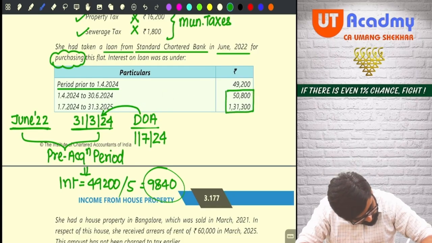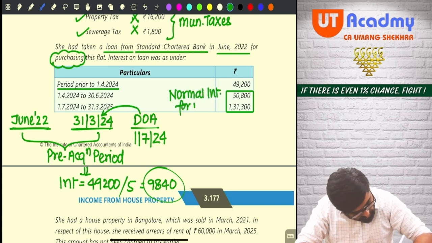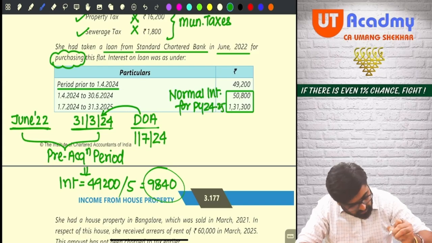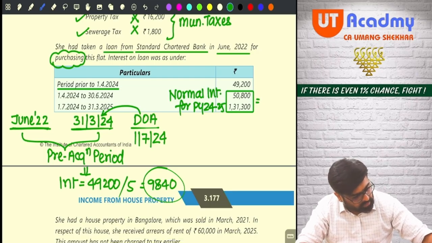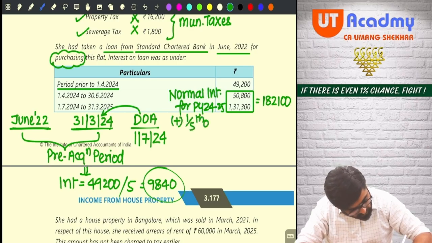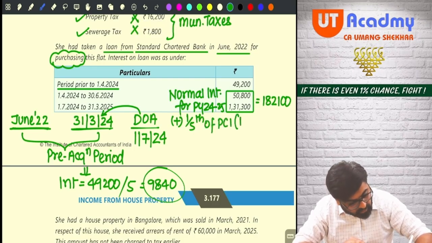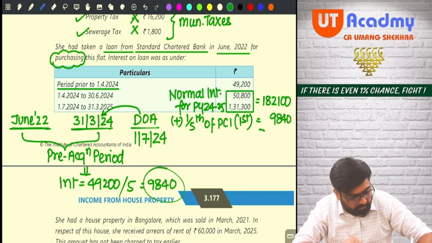So this entire interest which relates to your previous year 24-25, can I say this is normal interest for previous year 24-25? Done? So this is how much? Come on, tell me. 50,800 plus 1,31,300 will give you 1,82,100, and along with that I will add 1/5 of pre-construction interest, the first installment in my previous year. Yes or no? 9840, which I have calculated below. Now add.